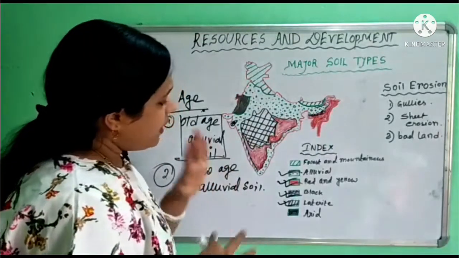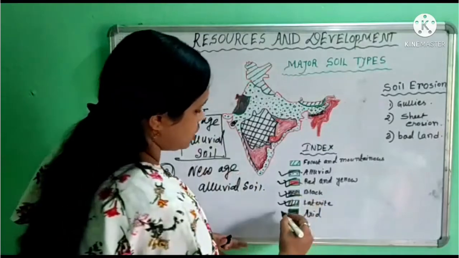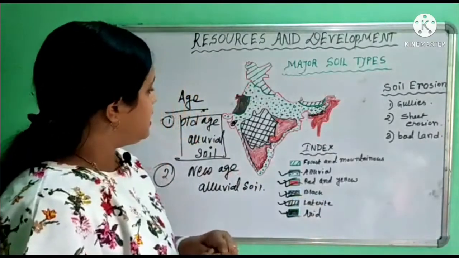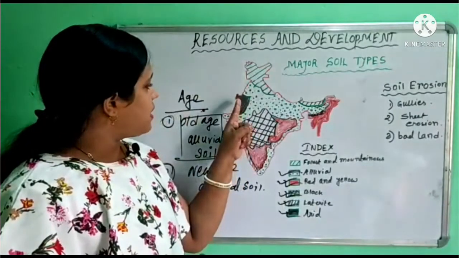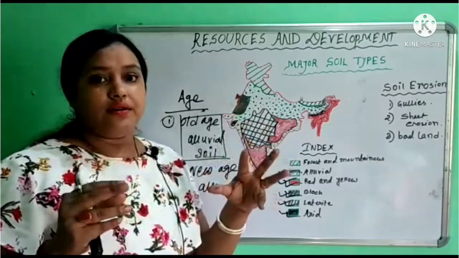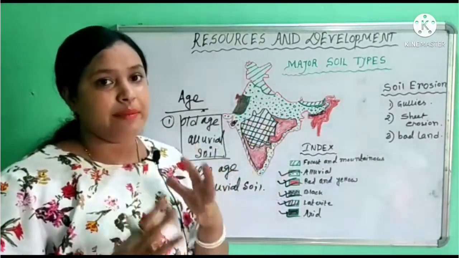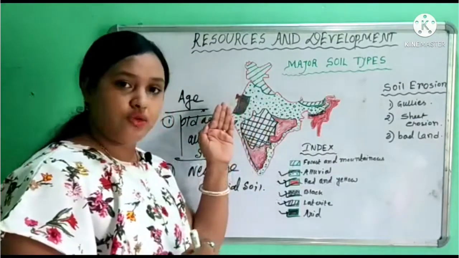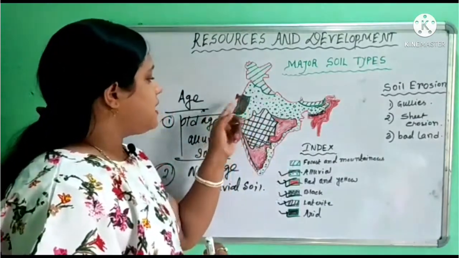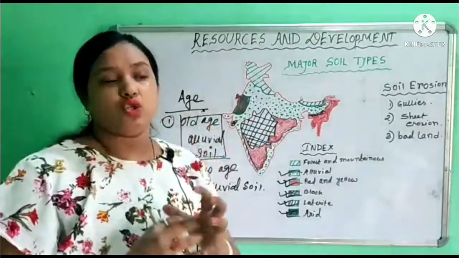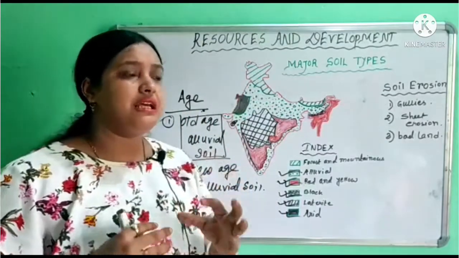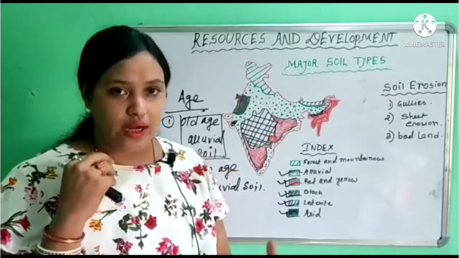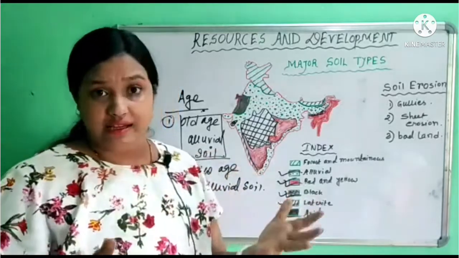Now moving to our next soil type, arid soil. Obviously arid soil is found in desert areas, so I just mark here, because our desert area is mainly located in the western part of the map. So this area is characterized by arid soil. Now what are the characteristics of arid soil? If we talk about the soil texture, it is very sandy in texture.